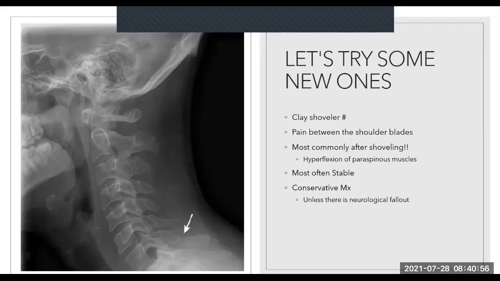Okay, so how far did we get? So we were just talking about how you look at the spine and things like that, right?